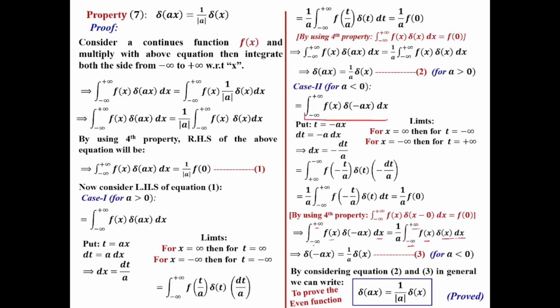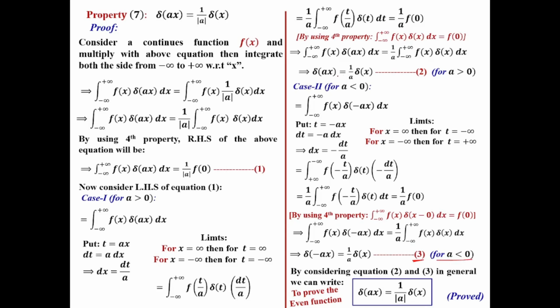See, we considered this integral and we found this one. That means both are the same. If this is equal to this one, f(x) and f(x) are both common, integration limits are also the same, integrated with respect to x. So we can conclude, if this LHS equals RHS, that means delta(minus ax) has to equal 1 by a delta(x). Let this be your equation number 3. This equation number 3 we found for a less than 0.